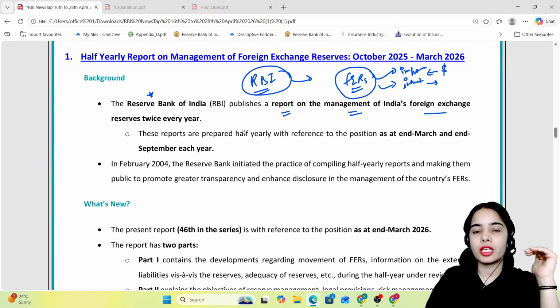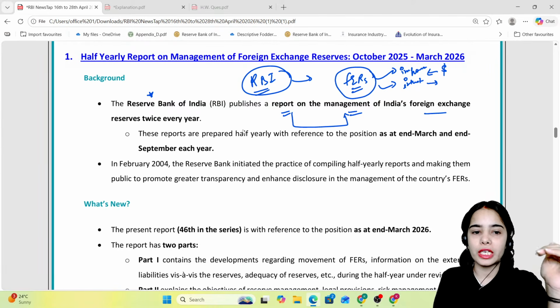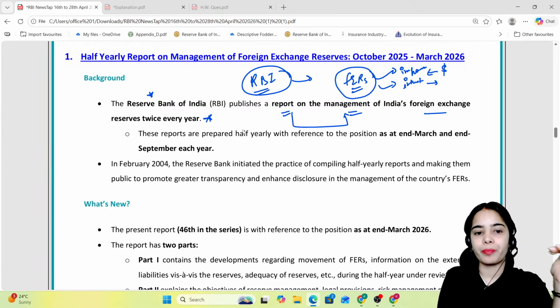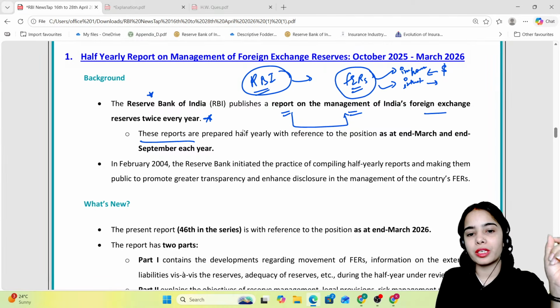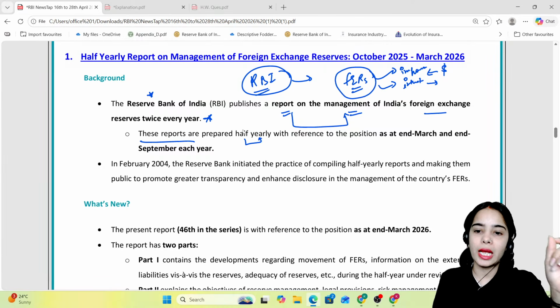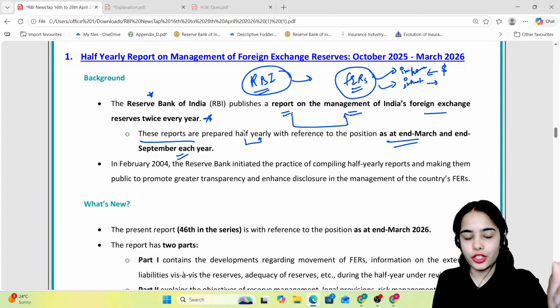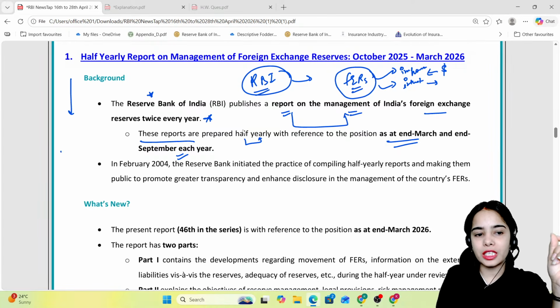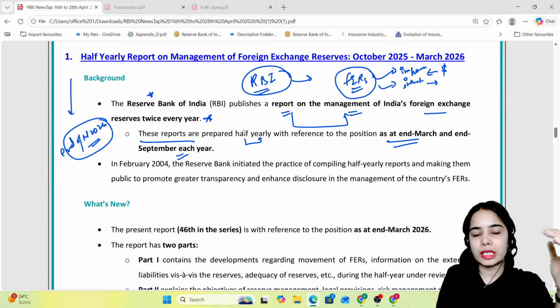So RBI publishes a report on the management of India's foreign exchange reserves twice every year. These reports are prepared half yearly with reference to the position as at the end of March and as at the end of September each year. So the recent report has been released for the end of March 2026, that is for the recent time period.